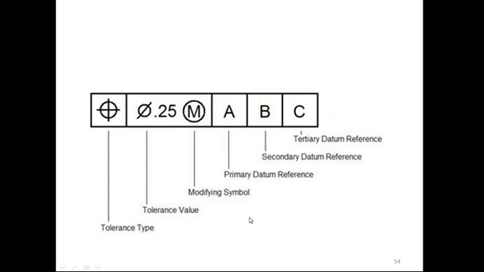Then this is the maximum material condition modifier symbol, shown here. And this one is the tolerance value, whatever tolerance value you want. And then this is the position tolerance type, meaning the position symbol we have shown here. So when we want to define our entity with respect to more than one reference, then we use this kind of block.